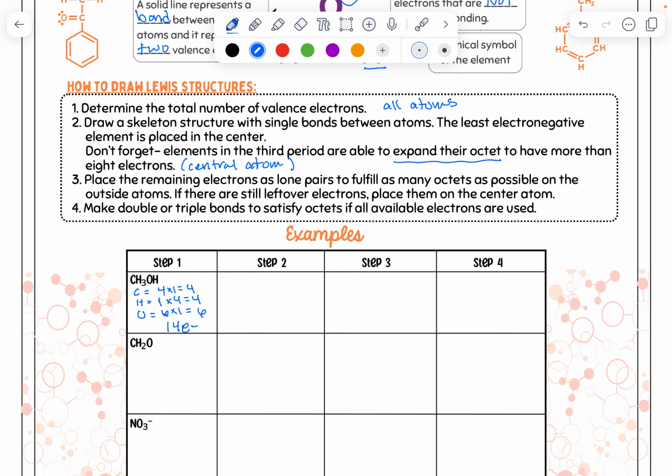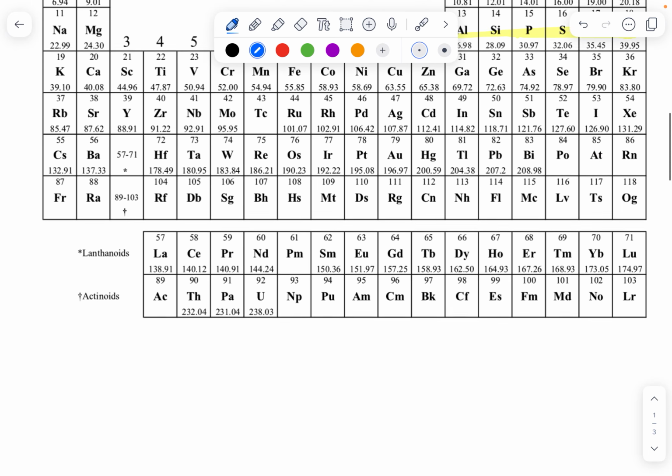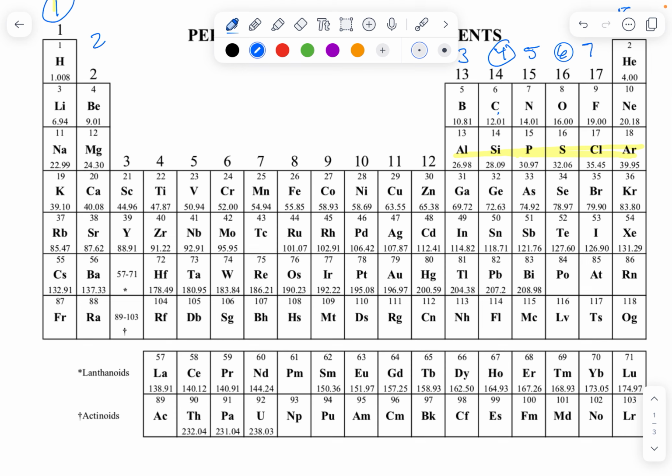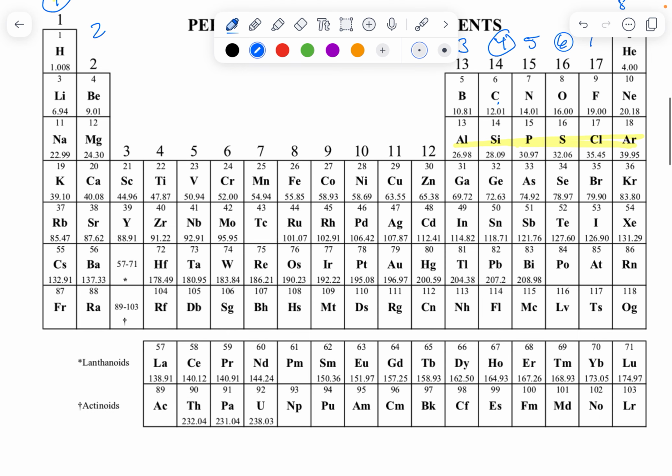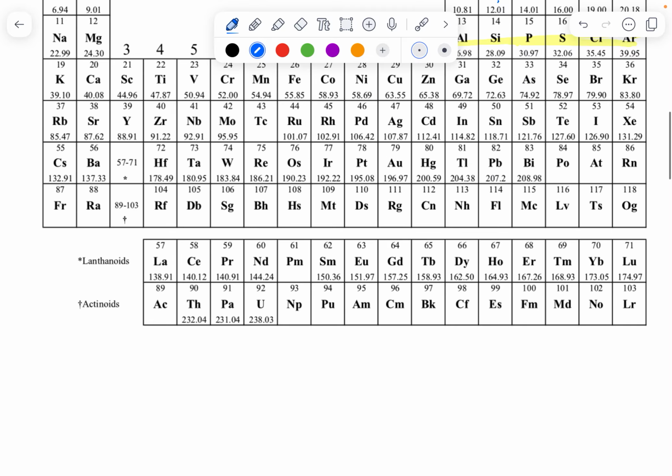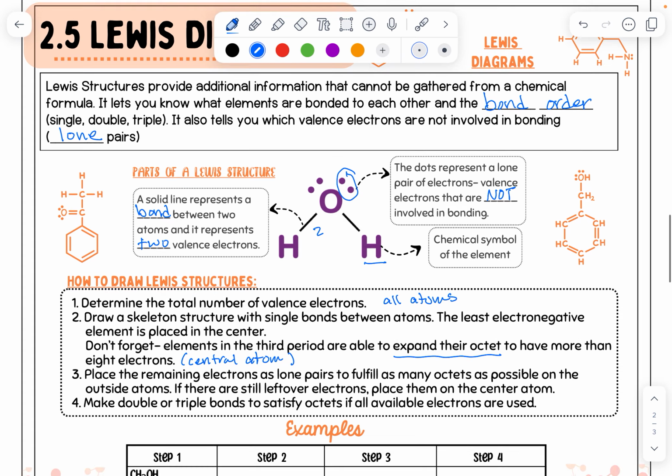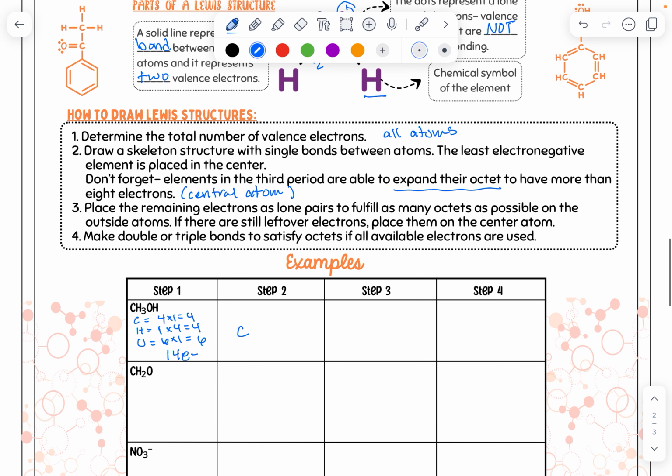So that's step 1. Step 2, it says draw a skeleton structure with single bonds between atoms. And we're going to put the least electronegative one in the center. So that would be carbon. Carbon is the least electronegative. If you were to look at your trends, you would see carbon here is the least electronegative. Remember, hydrogen and carbon are similar in electronegativity, but hydrogen only can make one bond, so we never put hydrogen in the center. So that's why carbon goes in the center.